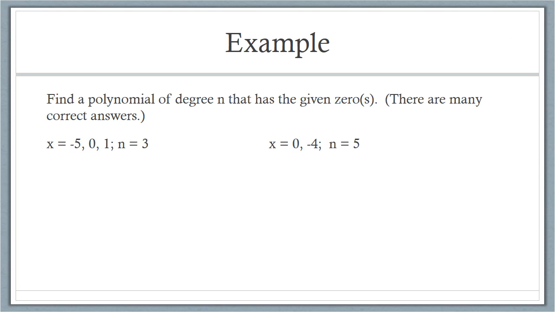Basically what you're going to do is set this up as factors. So let me give you a hint. You're going to do x minus negative 5 times x minus 0 times x minus 1 for the first one. Pause the recording, give it a try, and resume your recording to check your answer.